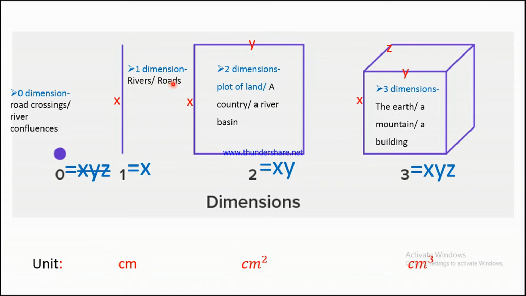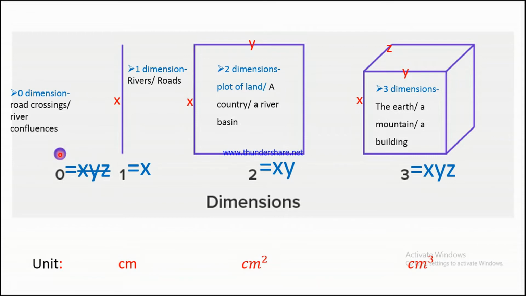Rivers, roads, have only length and only one dimension, that is x dimension. A plot of land, a country, a river basin, have two dimensions because they cover some area and have dimensions x and y. Some objects like the earth, a mountain, a building, have three dimensions, that is x, y and z.